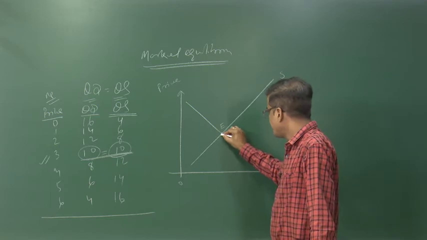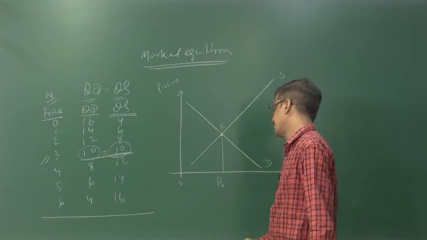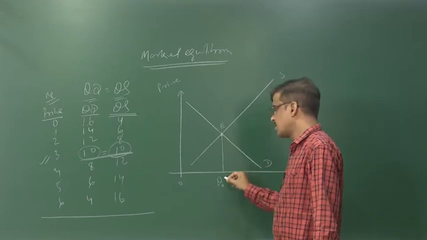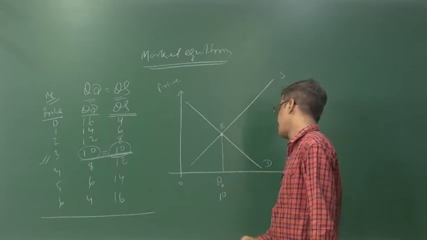When we drop a perpendicular, we find this is the equilibrium quantity QE, or the optimum quantity. And here in our example it is 10.